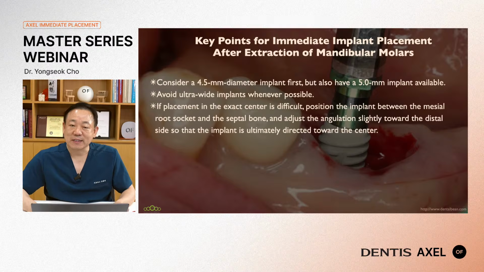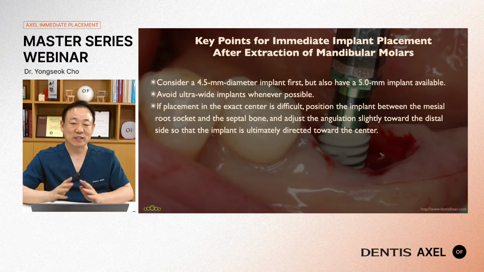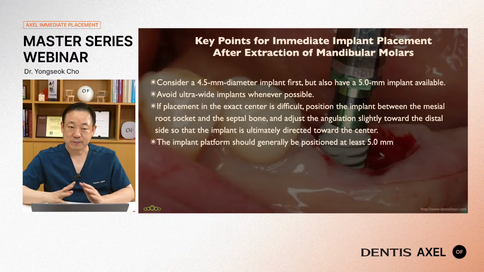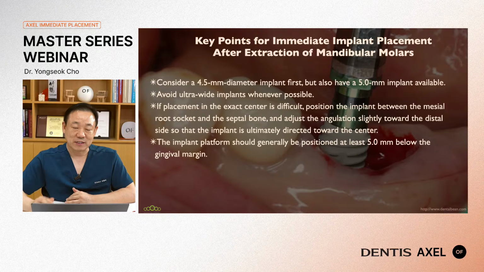If placement in the exact center is difficult, position the implant between the medial root socket and the septal bone and adjust the angulation slightly toward the distal side so that the implant is ultimately directed toward the center. The implant platform should generally be positioned at least 5 mm below the gingival margin. Generally, this is the buccal facial gingival margin.